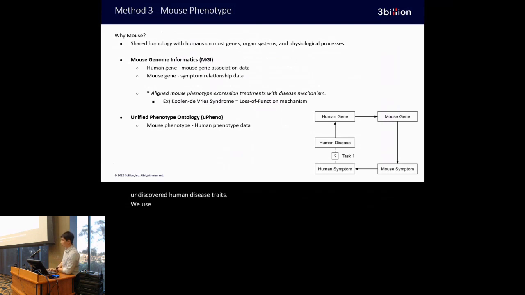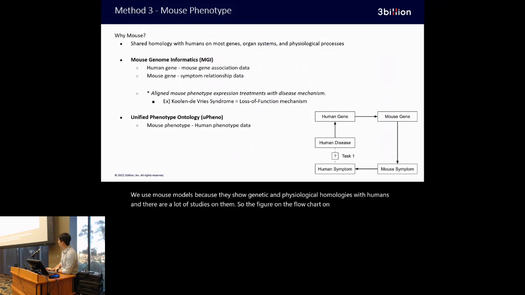We use mouse models because they share genetic and physiological homologies with humans, and there are a lot of studies on them. The flowchart figure on the bottom simplifies this method. We just wanted to connect each link so that we could see which symptom would be related to human disease. So we used human gene to mouse gene association data and mouse gene to symptom data from MGI. Then we used mouse phenotype to human phenotype data from UPheno to connect all the dots, and the resulting phenotype would be a potential candidate for the disorder.